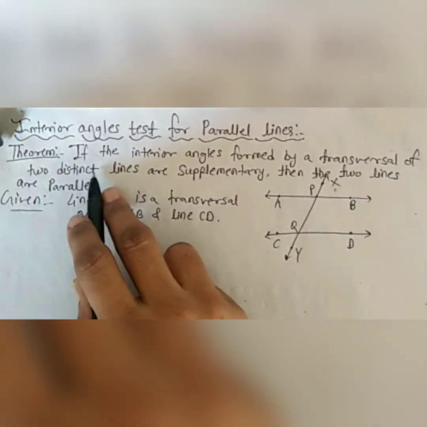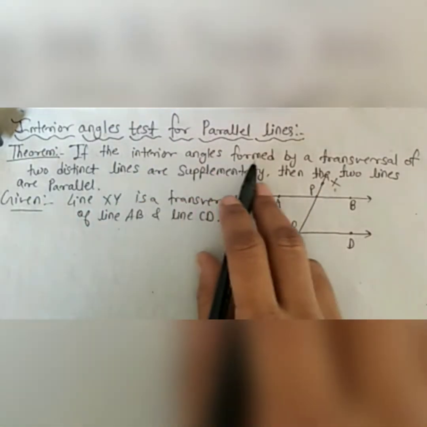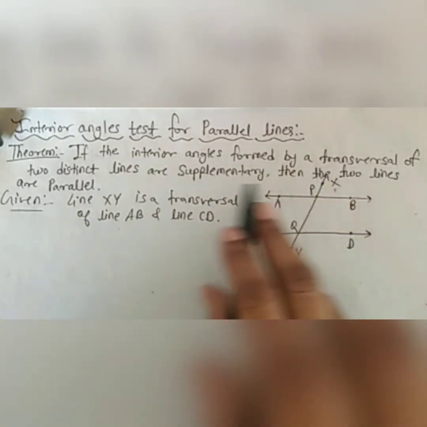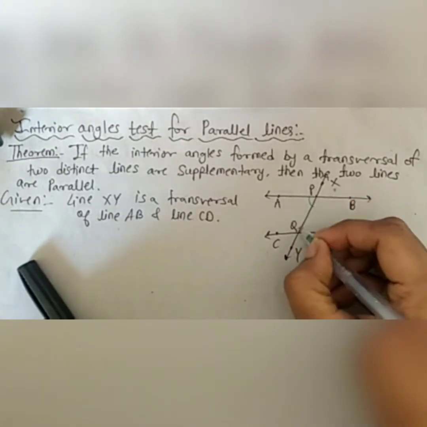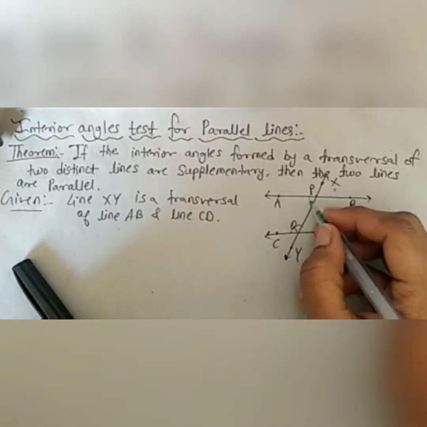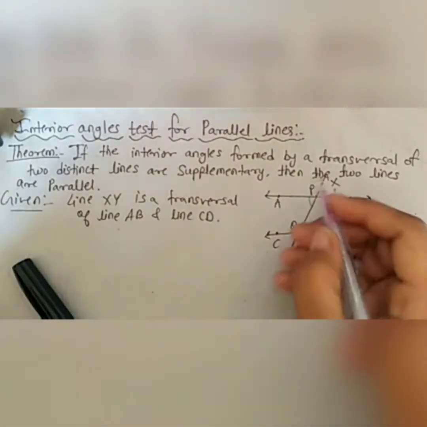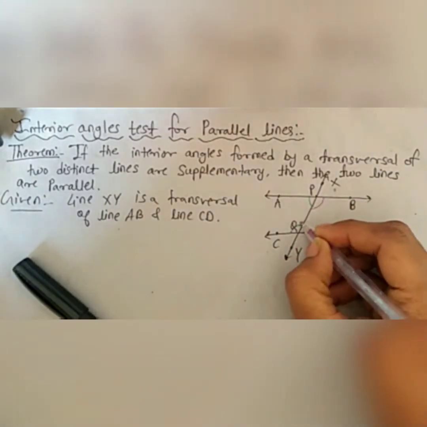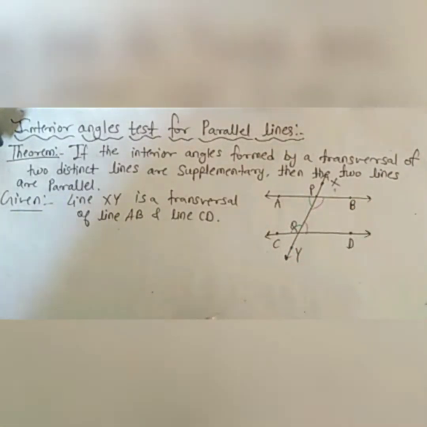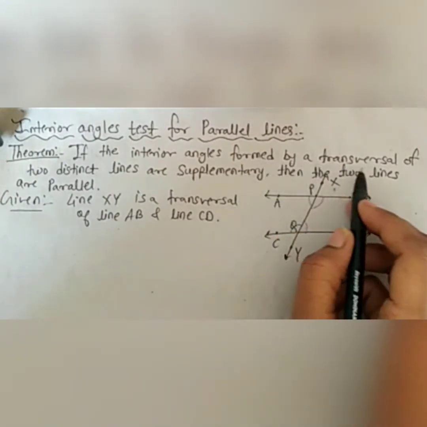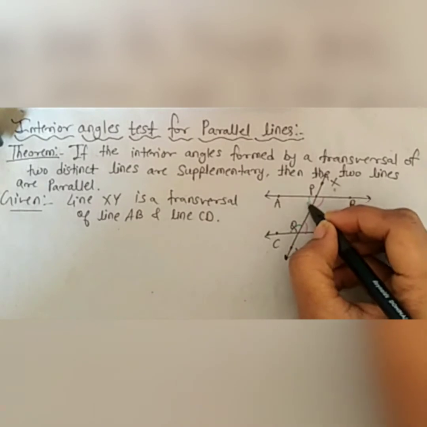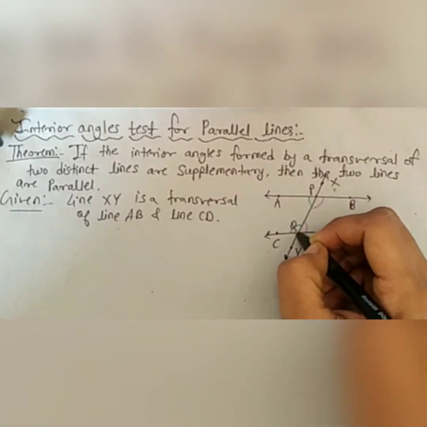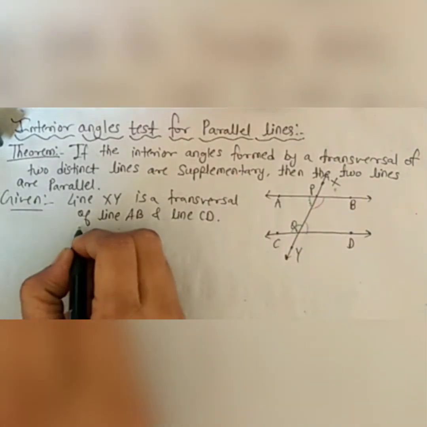And what is given? If the interior angles formed by a transversal of two distinct lines, see, this is an interior angle. These two angles are a pair of interior angles, and this is also a pair of interior angles. They are supplementary. Suppose this angle and this angle, the sum of these two angles is supplementary, means what is given?